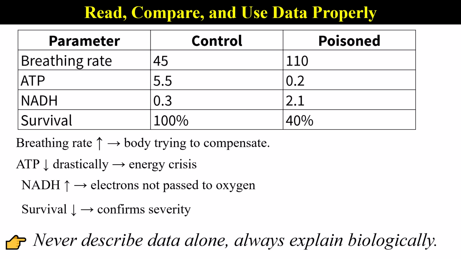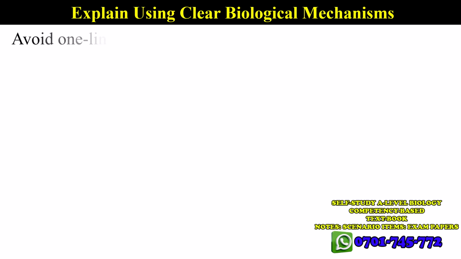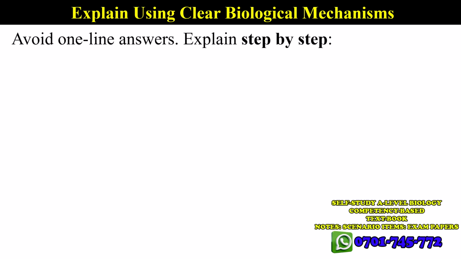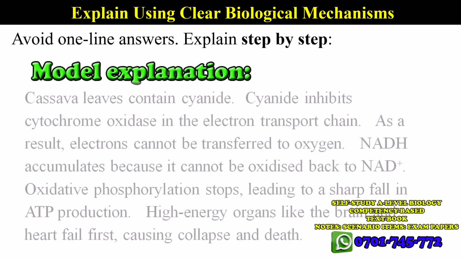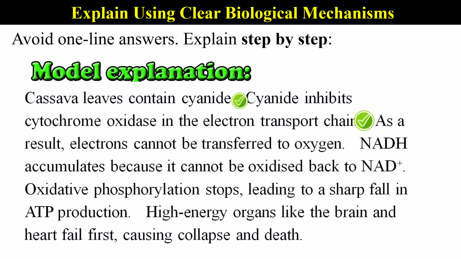Explain using clear biological mechanisms. Avoid one-line answers. Explain step by step. Model explanation. Cassava leaves contain cyanide. Cyanide inhibits cytochrome oxidase in the electron transport chain. As a result, electrons cannot be transferred to oxygen. NADH accumulates because it cannot be oxidized back to NAD+.